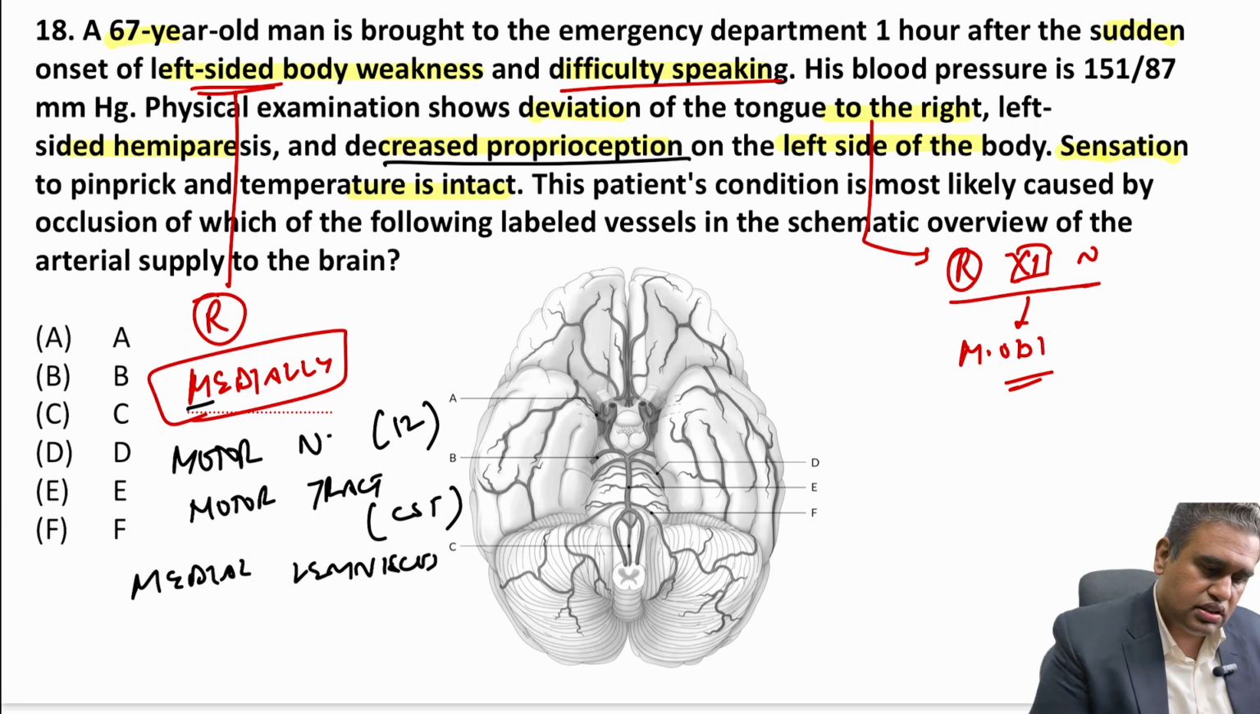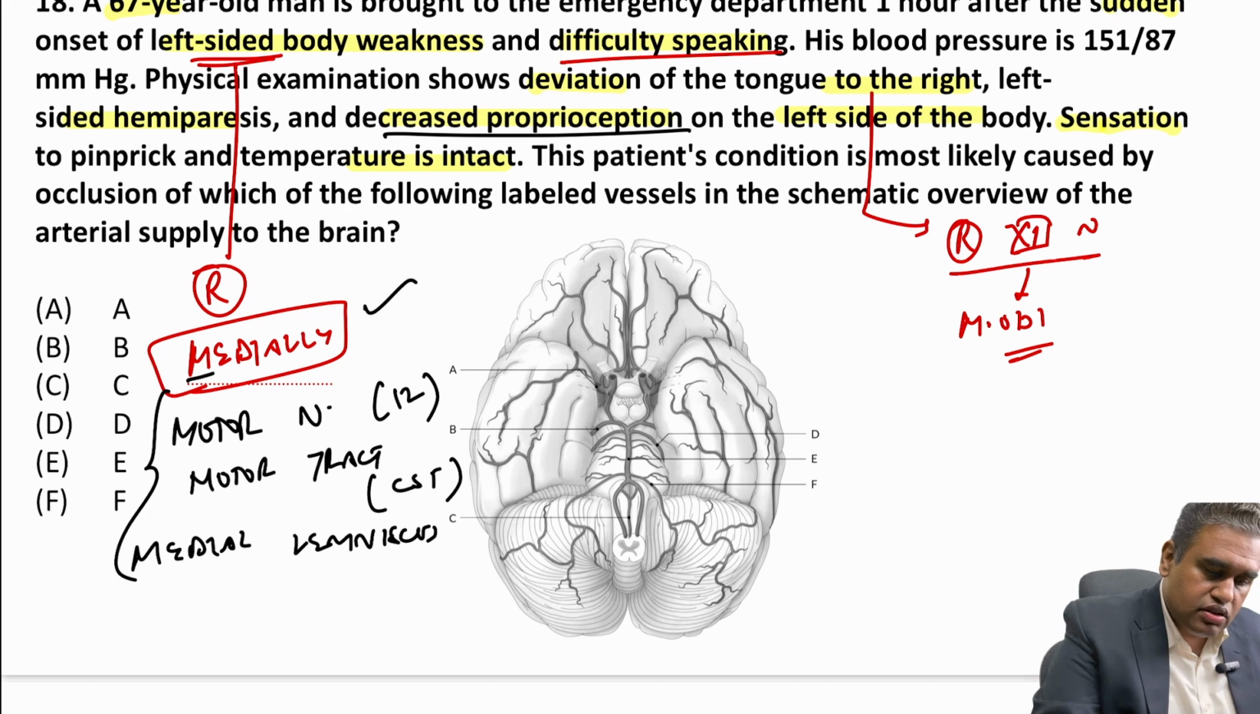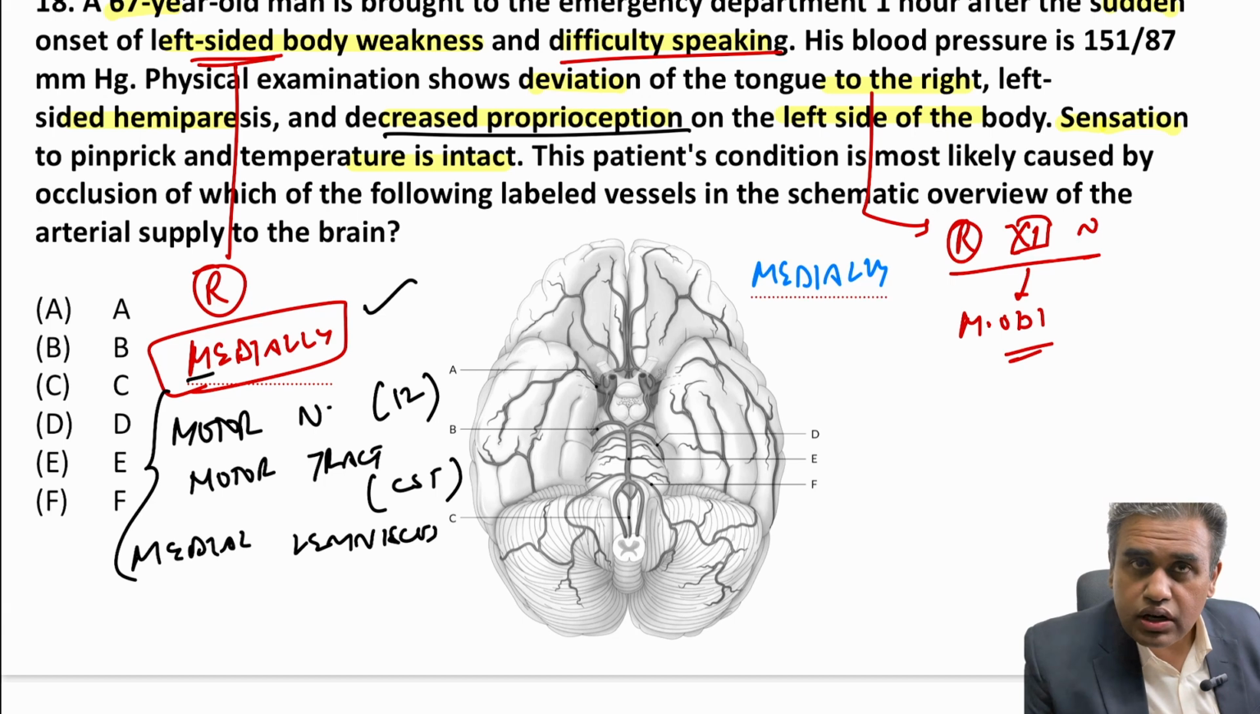First of all, we have to make a diagnosis in our heads. It is probably medial syndrome. Why? Everything which is being involved is present medially. So we are dealing with some brainstem syndrome which is lying medially. But which part of the brainstem? Is it midbrain, pons, or medulla?